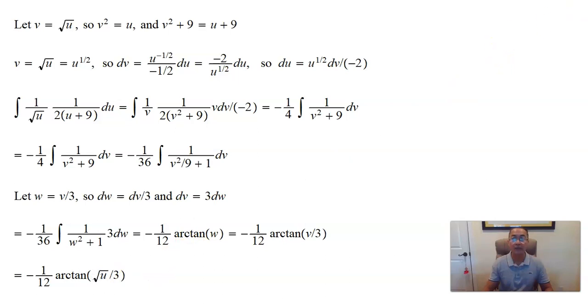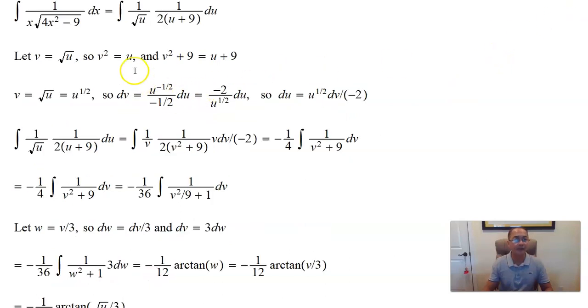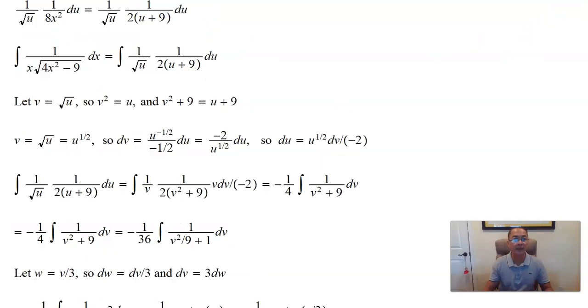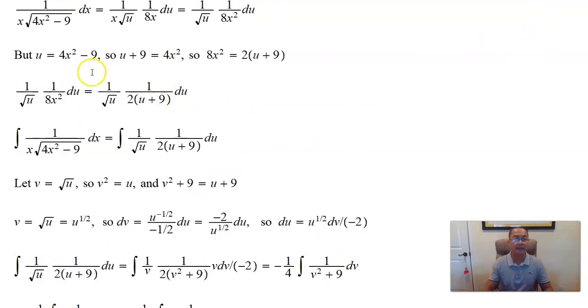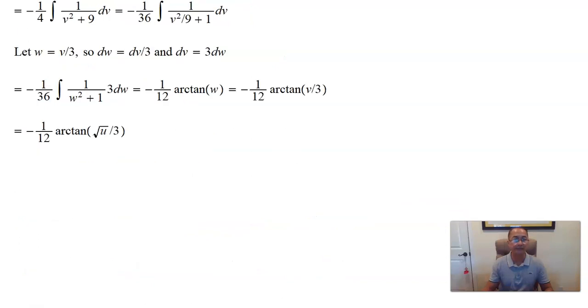But who is u? Who are you? U is back here, 4x squared minus 9. All right. So let's set that down here. So this becomes negative 1/2 arctangent of square root of 4x squared minus 9. All right. And if you like, you have the ubiquitous plus c.